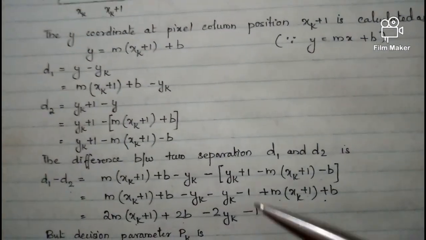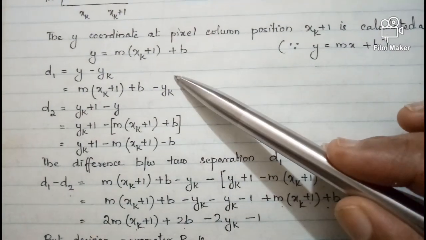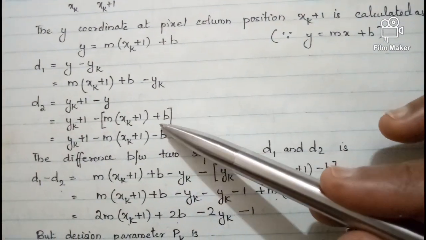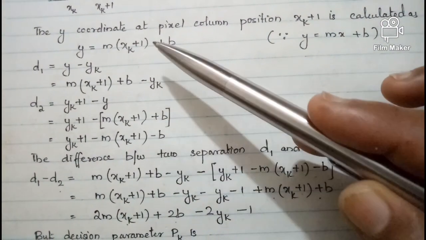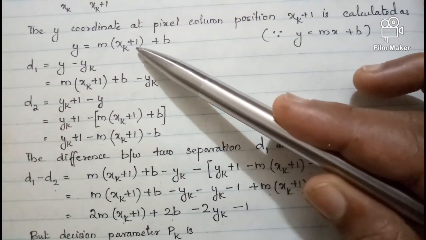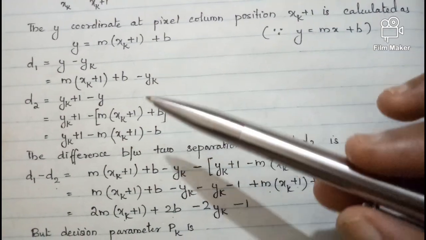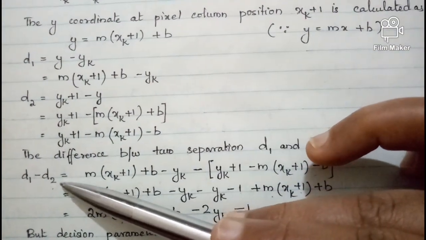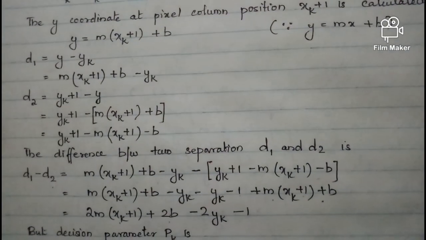So in this way, we calculated d1, then we calculated d2. For both these calculations, we used the straight line equations where the value of x is substituted as xk plus 1. After that, we found the value of d1 minus d2. Clear?